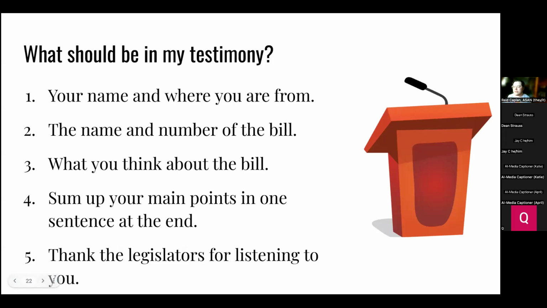Legislative testimony is a lot more structured than other kinds of advocacy stories, because hearings are a very formal process. The things that should be in your testimony are your name and where you're from, the name and number of the bill you're talking about, and then generally what you think about it. At the end, you should sum up your main points and what you're asking for into one sentence and thank the legislators for listening to you.